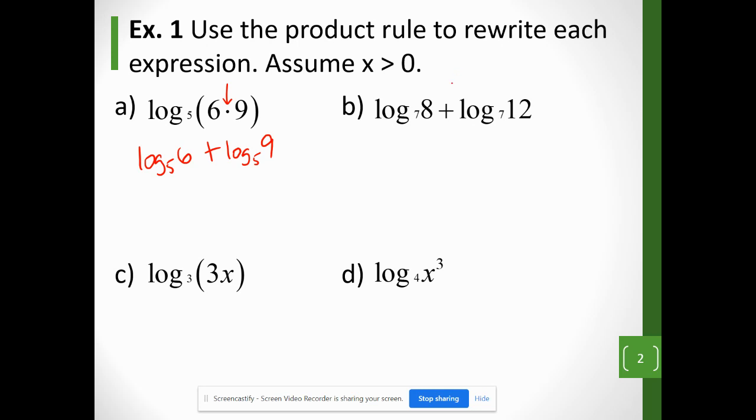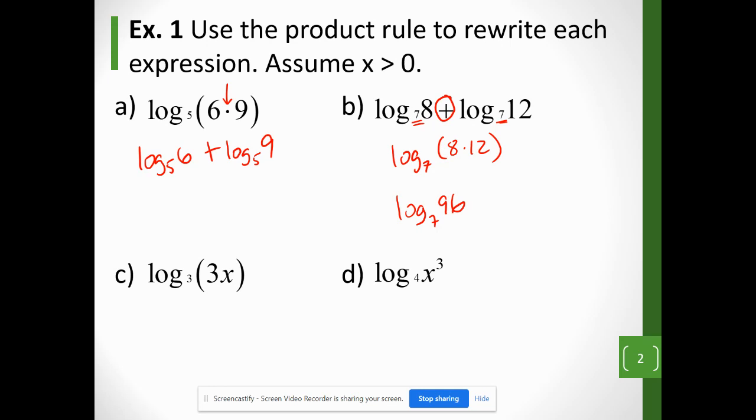Now, looking at example B, I see my plus in between, and I notice that I have the same base. So I'm going to condense this. I'm going to make it smaller. I'm going to call this log base 7 of 8 times 12. Right, my plus, I'm going to condense it as a times of 8 times 12. Now, I know 8 times 12 is 96, so I'm just going to call this log base 7 of 96.